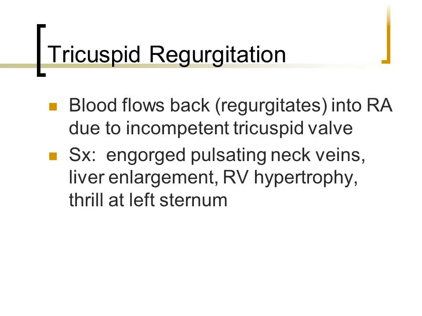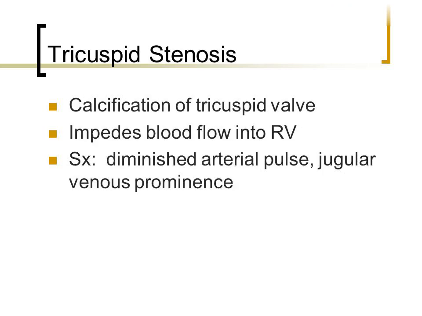Tricuspid regurgitation. Blood flows back, regurgitates, into the RA due to an incompetent tricuspid valve. Symptoms: engorged pulsating neck veins, liver enlargement, RV hypertrophy, thrill at the left sternum. Tricuspid stenosis: calcification of the tricuspid valve impedes blood flow into the RV. Symptoms: diminished arterial pulse, jugular venous prominence.